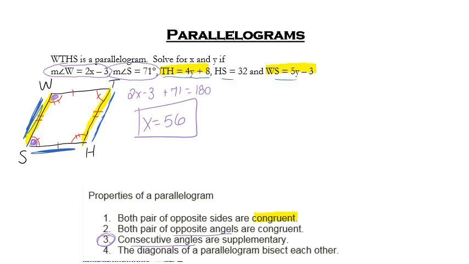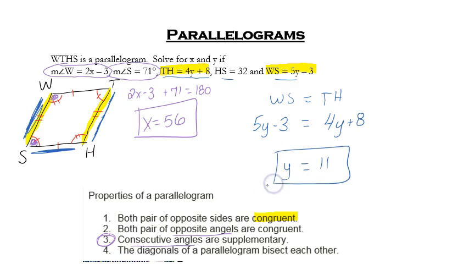Congruent means they are equal. So in my decision-making process, I set segment WS equal to segment TH. I can set 5y minus 3 equal to 4y plus 8. Solving for y here, y is equal to 11.